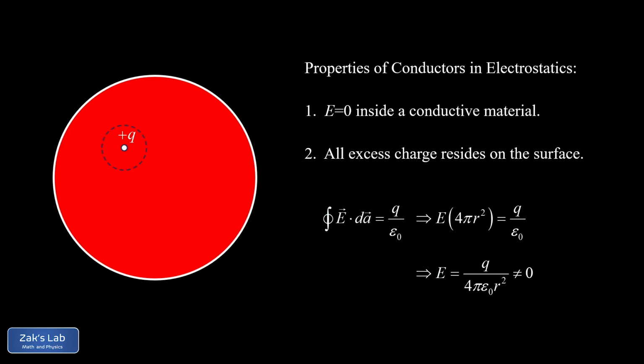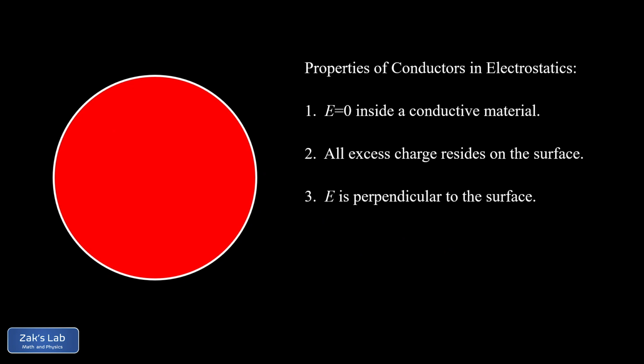Incidentally, for this nice spherical conductor, that charge will be uniformly distributed on the surface in order to guarantee a field of 0 inside. Finally, we argue for a third property of conductors in electrostatics. The electric field at the surface must be perpendicular to the surface. And the argument for this one is much like the argument for the first property. We simply imagine an electric field at the surface that isn't perpendicular. So there it is, just pointing off at some wacky angle at the surface of the conductor.